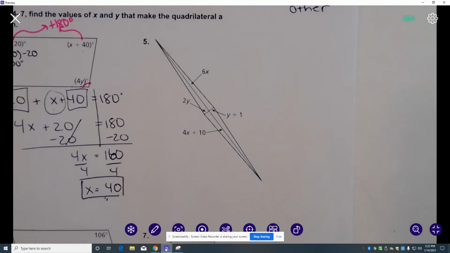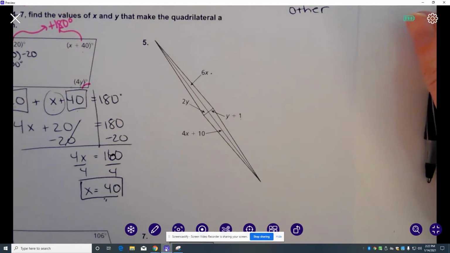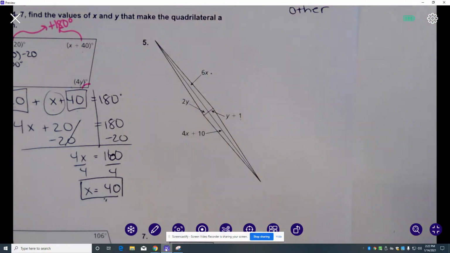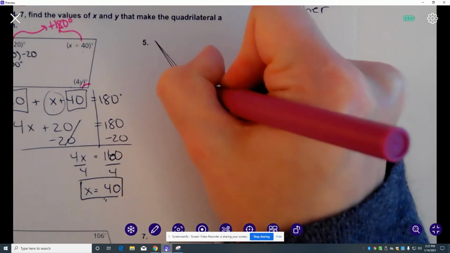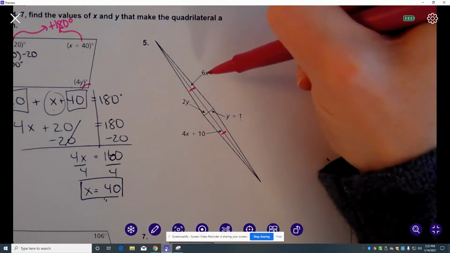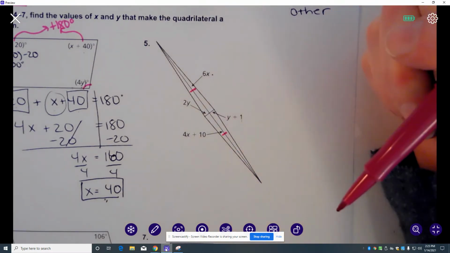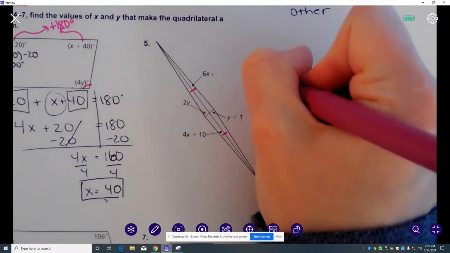All right, number 5, it's kind of hard to see. They've really made this quadrilateral quite skinny, but you will notice that these lengths are pointing to the diagonals of the parallelogram. Okay. And so we have to think about, what do we know about the diagonals in a parallelogram? We know the diagonals bisect each other, meaning they cut each other into two congruent pieces. So 6x, this length, must be equal to 4x plus 10. That's one equation I can set up.